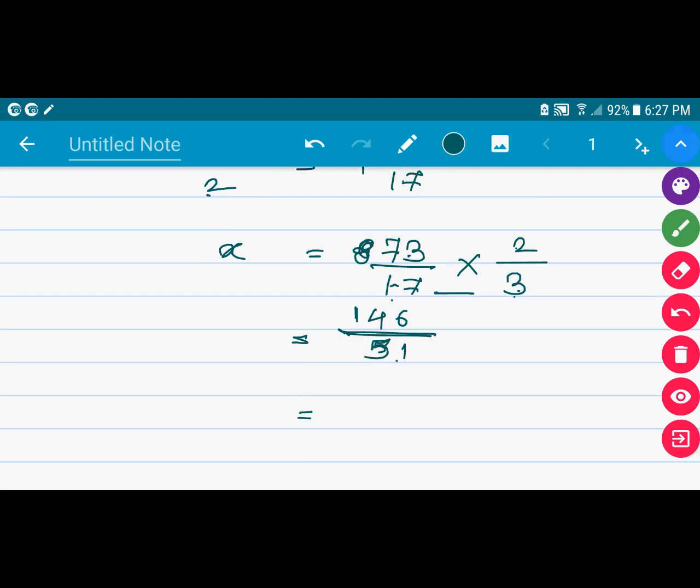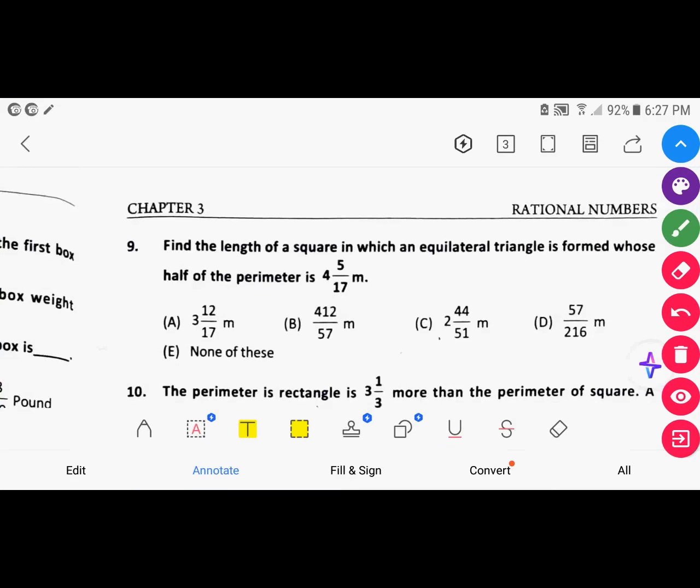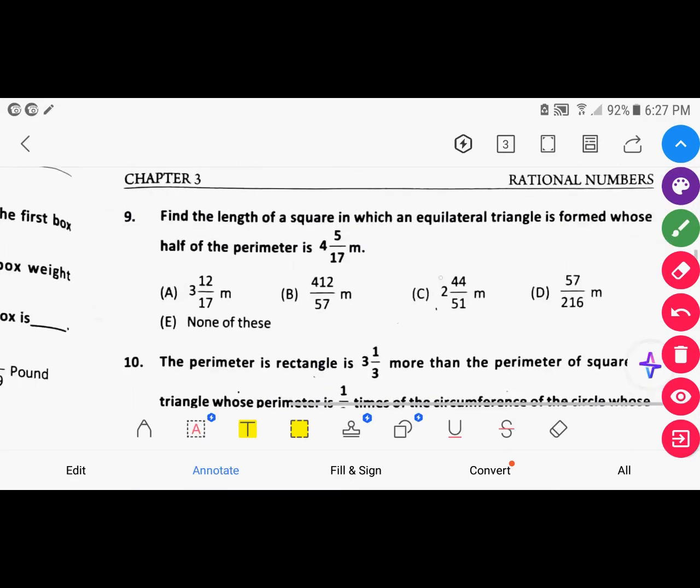Now you just simplify it. 51 2s are 102, and if we subtract 102 from 146, the remainder will be 44. So 2 and 44 upon 51 is our answer. We'll check whether this answer is there in the options or not. So C is our option. So we got the answer.